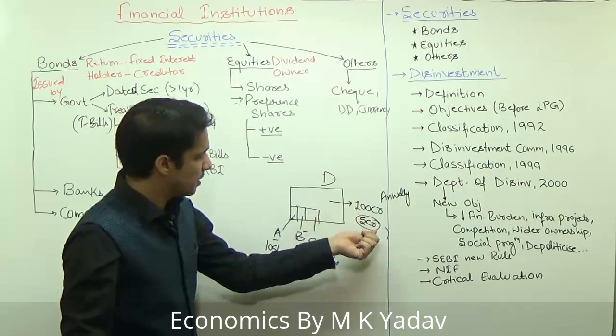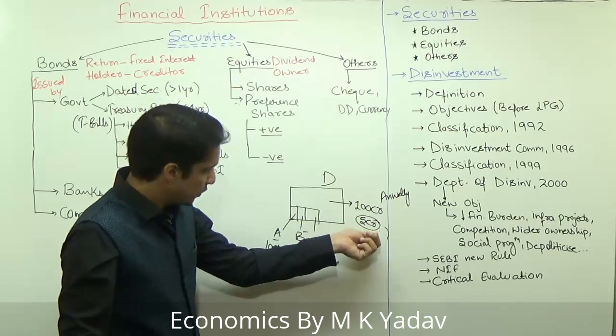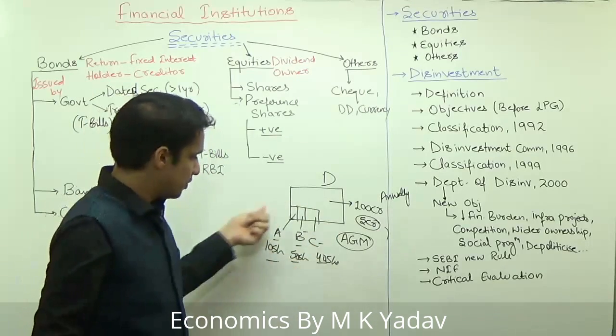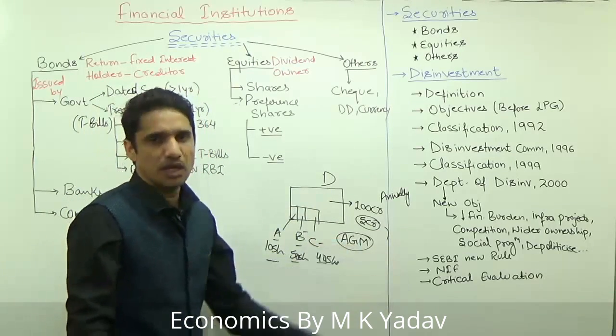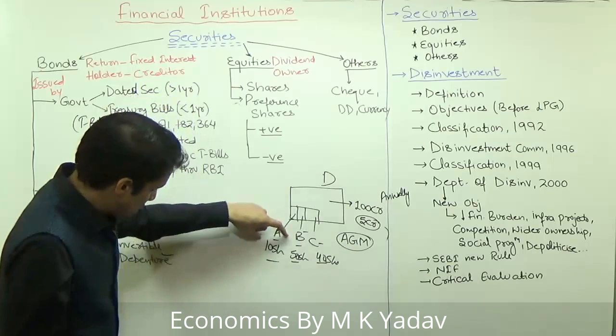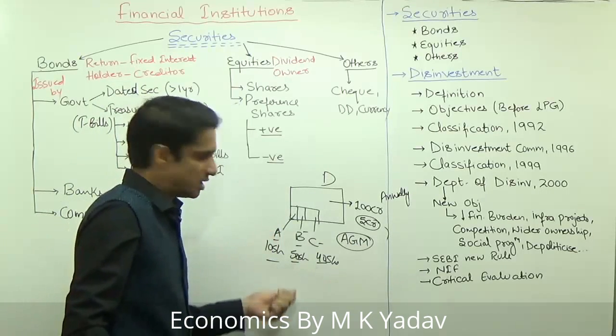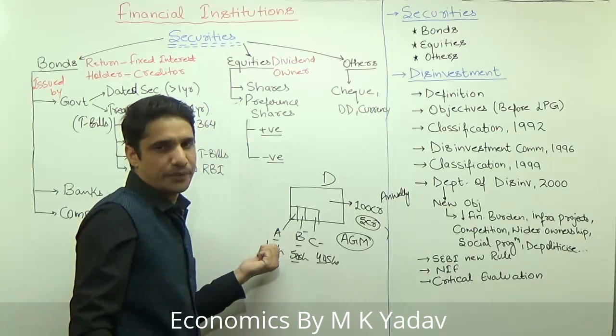Dividend is nothing but a certain percentage of the profit which is being distributed among the shareholders. And how is it being distributed? As per the decisions of the annual general meeting. And each and every shareholder will have some voting right. That voting right is dependent on the number of shares that you have.